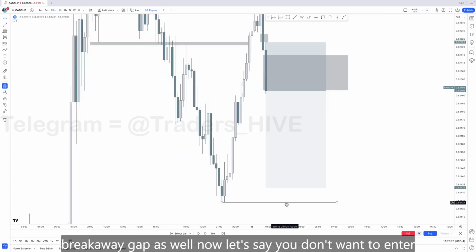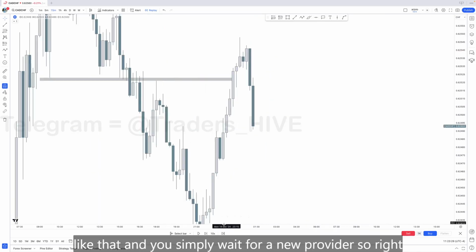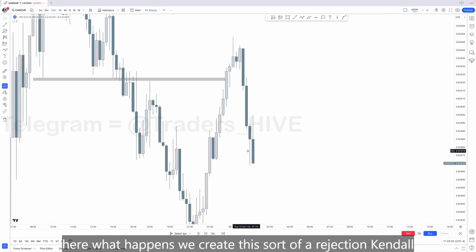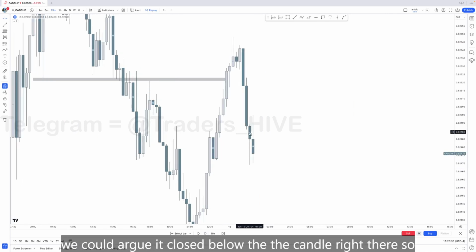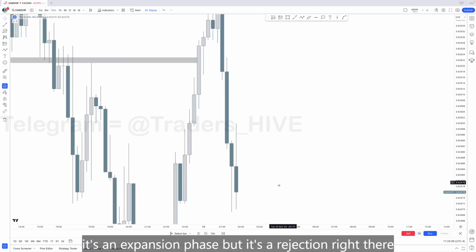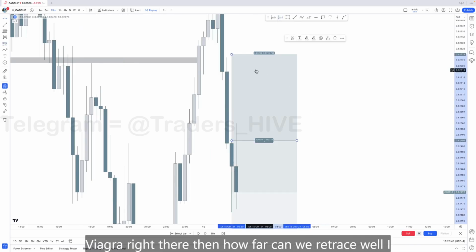Now, let's say you don't want to enter like that, and you simply wait for a new fair value gap. So right here, what happens? We create this sort of a rejection candle. We could argue it closed below the candle right there, so it's an expansion phase, but it's a rejection right there. That's good. So we can expect a retracement into that fair value gap right there.